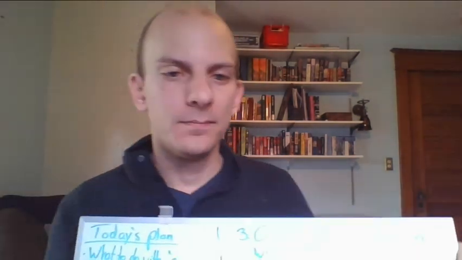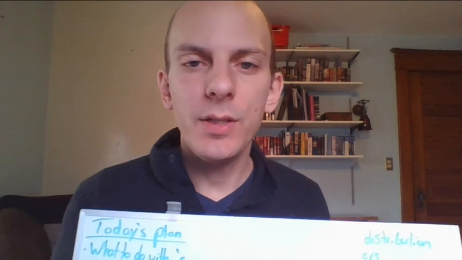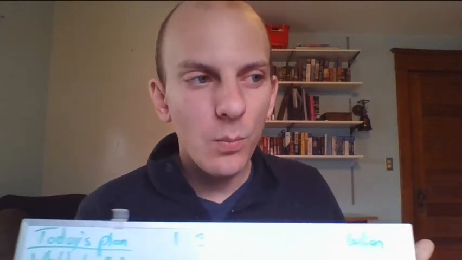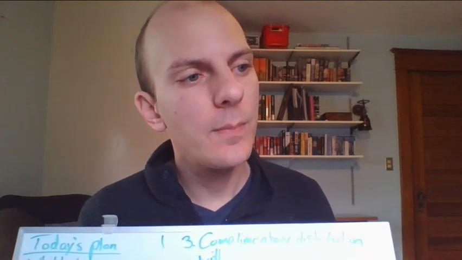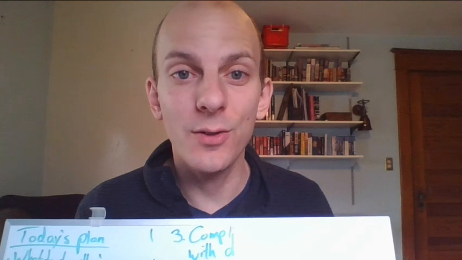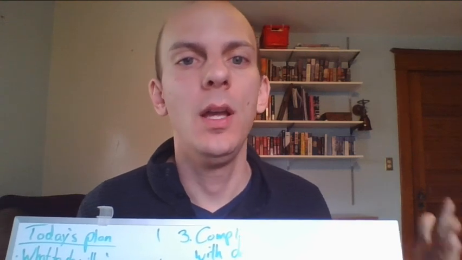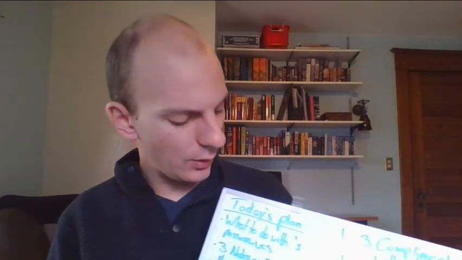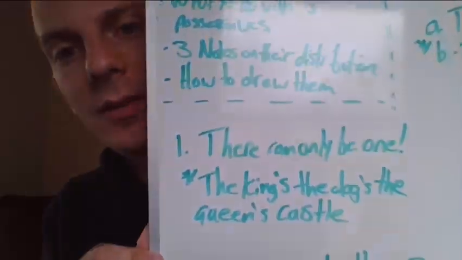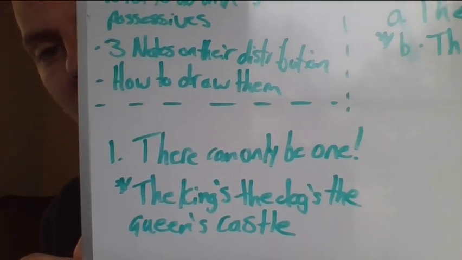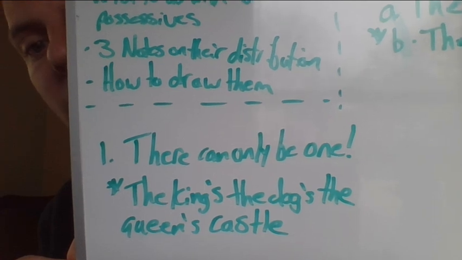Okay, so the general plan is, what do we do with apostrophe S's? In order to figure that out, we want to think more critically about the properties of this apostrophe S. We're going to use some reasoning to work out what we need to do with it. So we're going to go through three observations about apostrophe S. The first observation is that there can only be one.